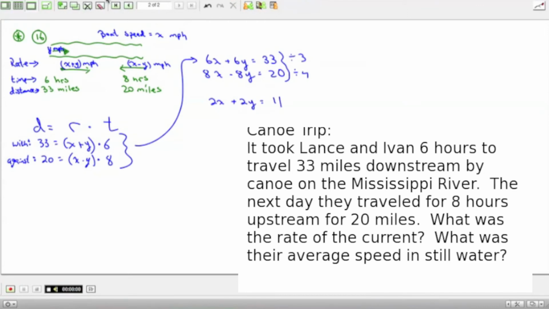Anytime you can get rid of numbers or make them smaller, do it. Anytime you can make the number smaller, it's better. 8x divided by 4 is 2x minus 2y is equal to 5.